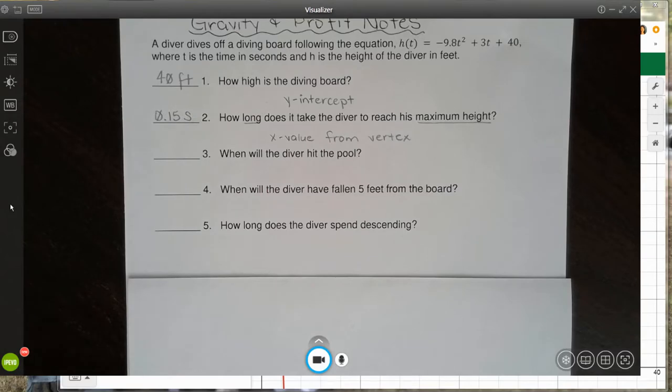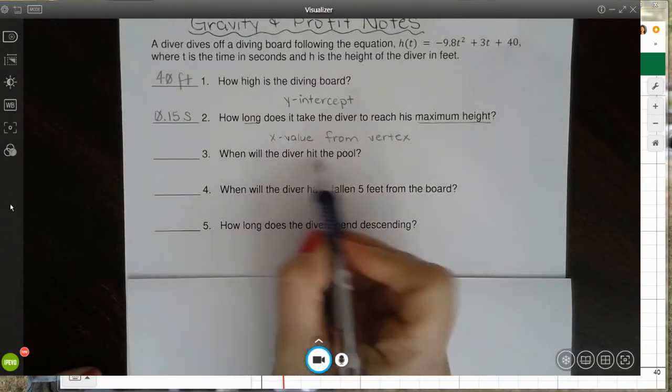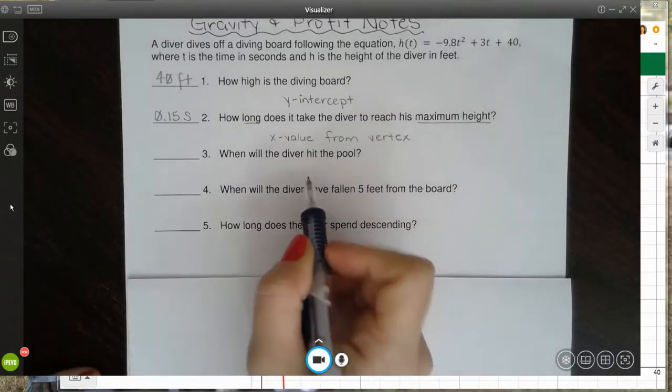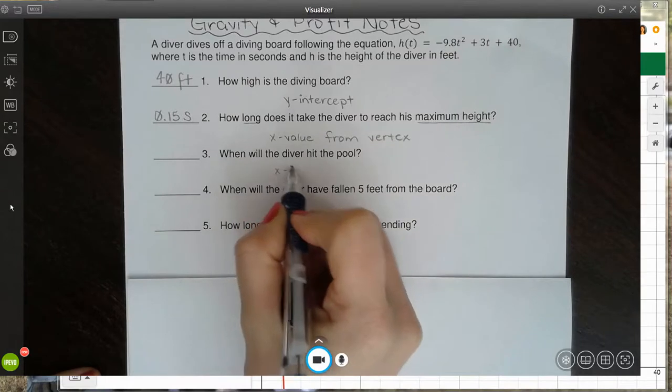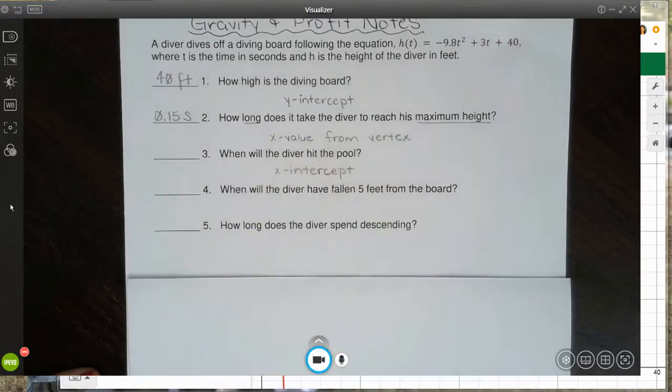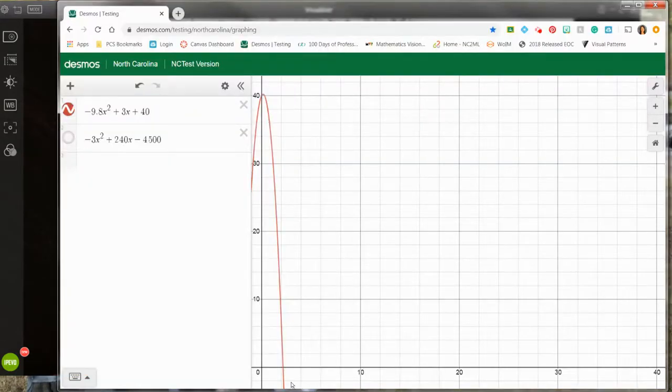When the diver hits the pool, since the y being 0 would be the diver hitting the pool, that means I'm looking for my x-intercept. So I'm going to come back over here and click on my parabola. So it takes 2.18 seconds for the diver to hit the pool.